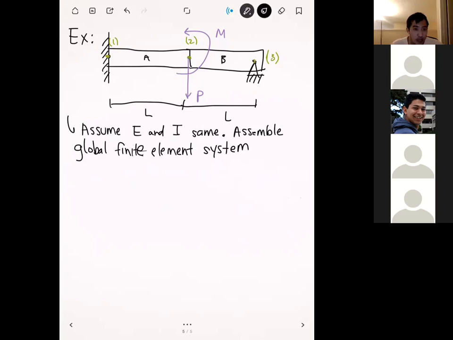And so let's go ahead and start solving this problem. Our first step, anytime we do a finite element problem, is to write out the element stiffness matrices for all of our elements. Okay.